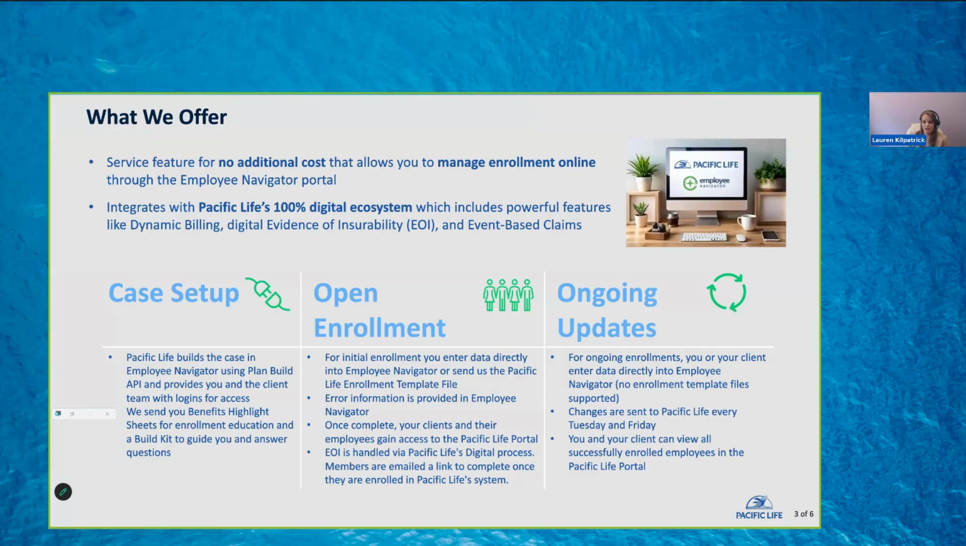E of I is handled via Pacific Life's digital process. So how that looks is, again, once members have made it from Nav into Pacific Life successfully, they'll receive an emailed link to complete their evidence of insurability digitally. So once we've got our enrollment EDI up and running, we've had open enrollment, we're all on that ongoing basis for the group.